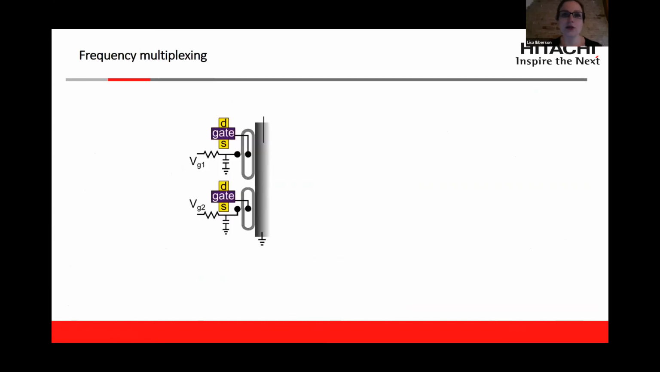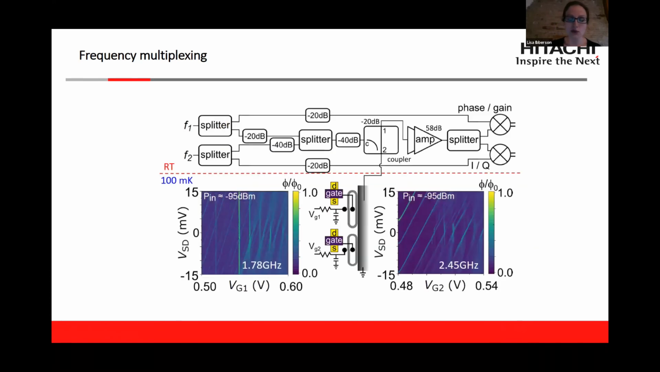Finally, I'd like to describe how this implementation is compatible with frequency multiplexing measurements, simply by positioning additional spirals along the length of the waveguide. And we've performed a proof of principle experiment of this in Cambridge, where we've been able to measure 2 single-gate nanowire transistors simultaneously at cryogenic temperatures.